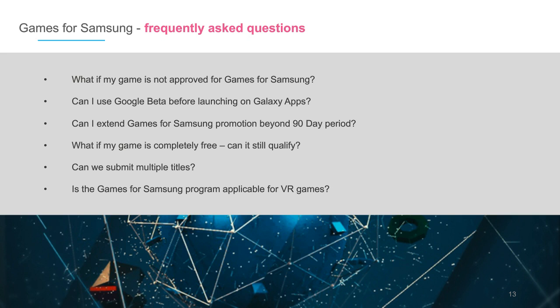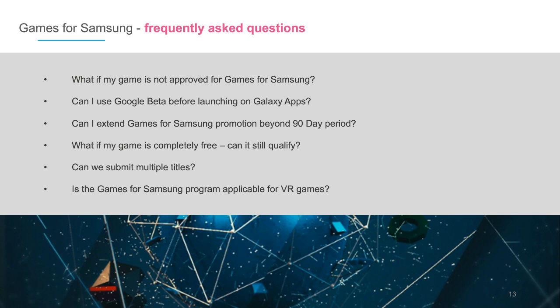First question, what if my game is not approved for Games for Samsung? If your game is not approved, we will still consider your game for a banner promotion in the United States and Canada. It will still be a decision made by our editorial team, and I will be happy to communicate this offer to you as a result of the internal review. If you accept our offer for a banner promotion, you will still have to adhere to two basic requirements. Number one is using the unique package name, and number two, integrating with our billing. So those are the most important requirements.